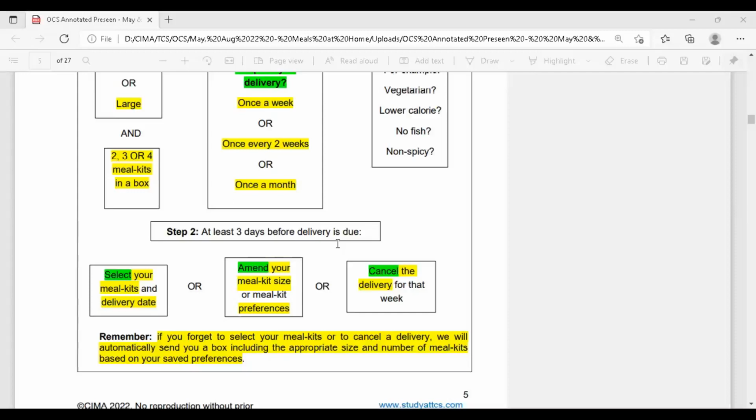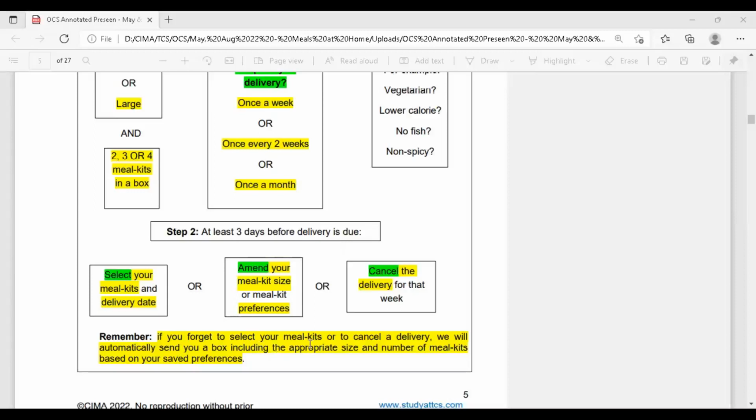This company holds on to 3 different types of inventories, and out of them, 2 are purchased on a daily basis. So in such a context, if customers keep on changing their orders, the company won't have enough time to manage their inventories and manage their orders as well as distribution. So because of that, if a customer wants to select a new meal kit or delivery date, if they want to amend their order or cancel their order, they have to do it 3 days before delivery is due.